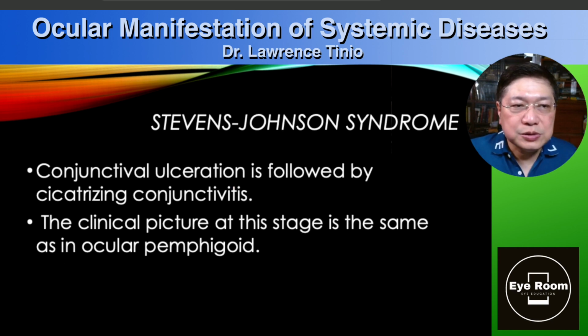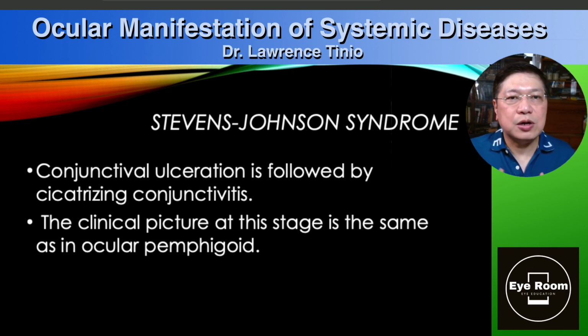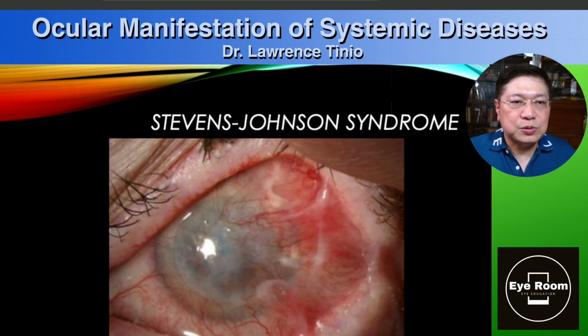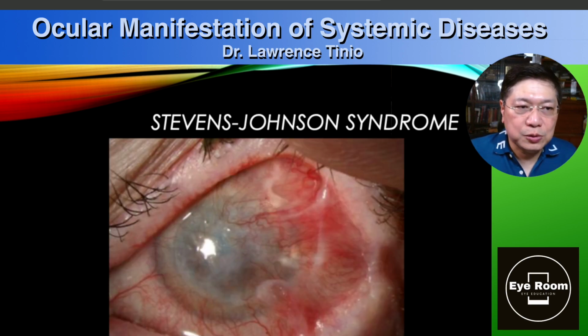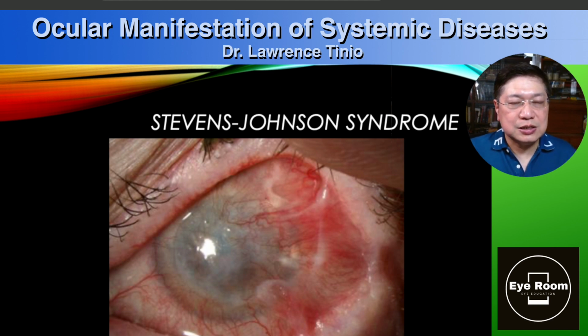Now, this ulceration is followed by cicatrizing conjunctivitis. The injury would now be creating chronic inflammation, and the clinical picture at this stage is the same as in ocular pemphigoid. So this is how your patients might look, especially in the severe stages. In the earlier stages, just imagine it with less intensity of the inflammation of the conjunctivitis.